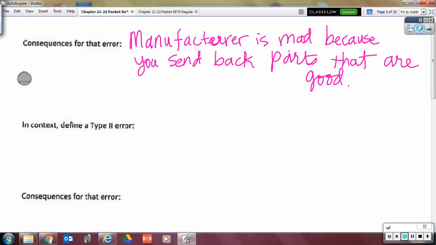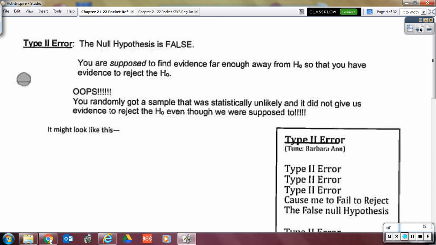Type 1 error. So now let's talk about the other kind, and that'll be the last thing for the day. Type 2 error. So a type 2 error, the null hypothesis is actually false. So the null hypothesis is false, so you should reject it. Yeah, good. The reality is H0 is false, and you should reject it.